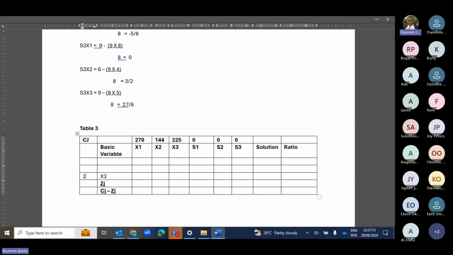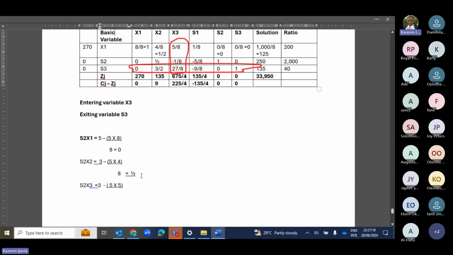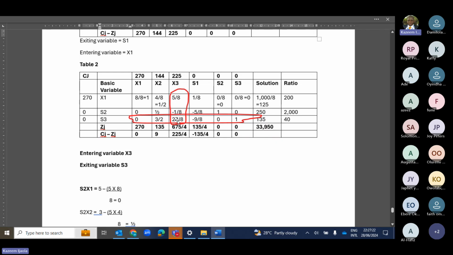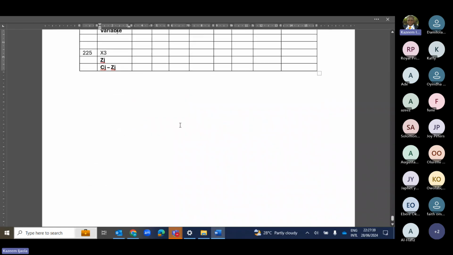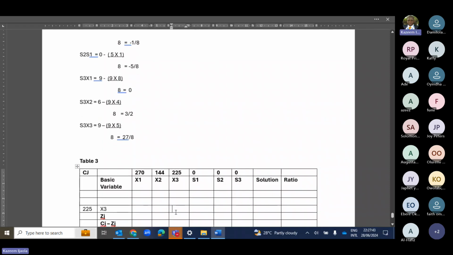So S3 is 225. For this one, where you have your key element, it must equal 1. Which means that this 27/8 must be 1. So you have to divide the entire row by 27/8. That 27/8 where you have the intersection must be 1. So let me quickly do that now.